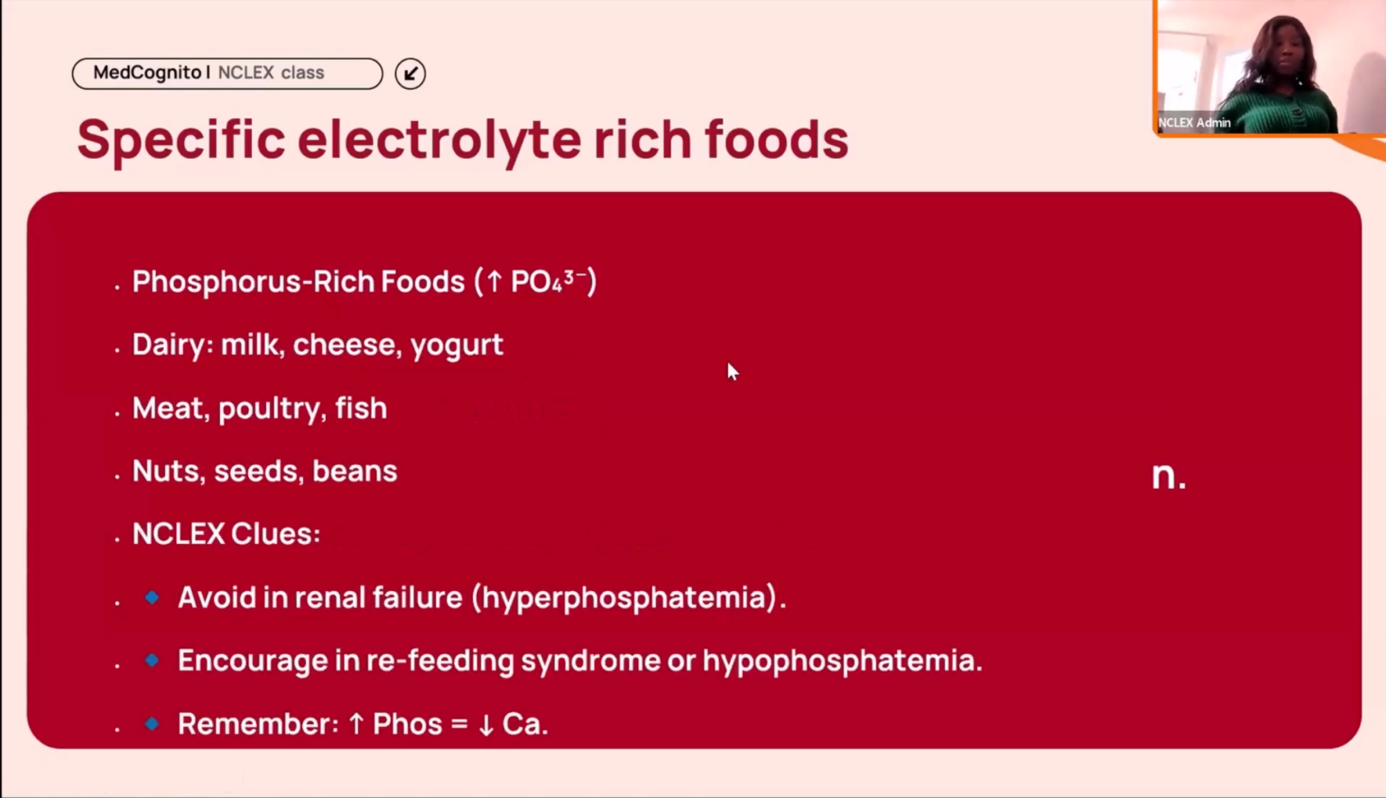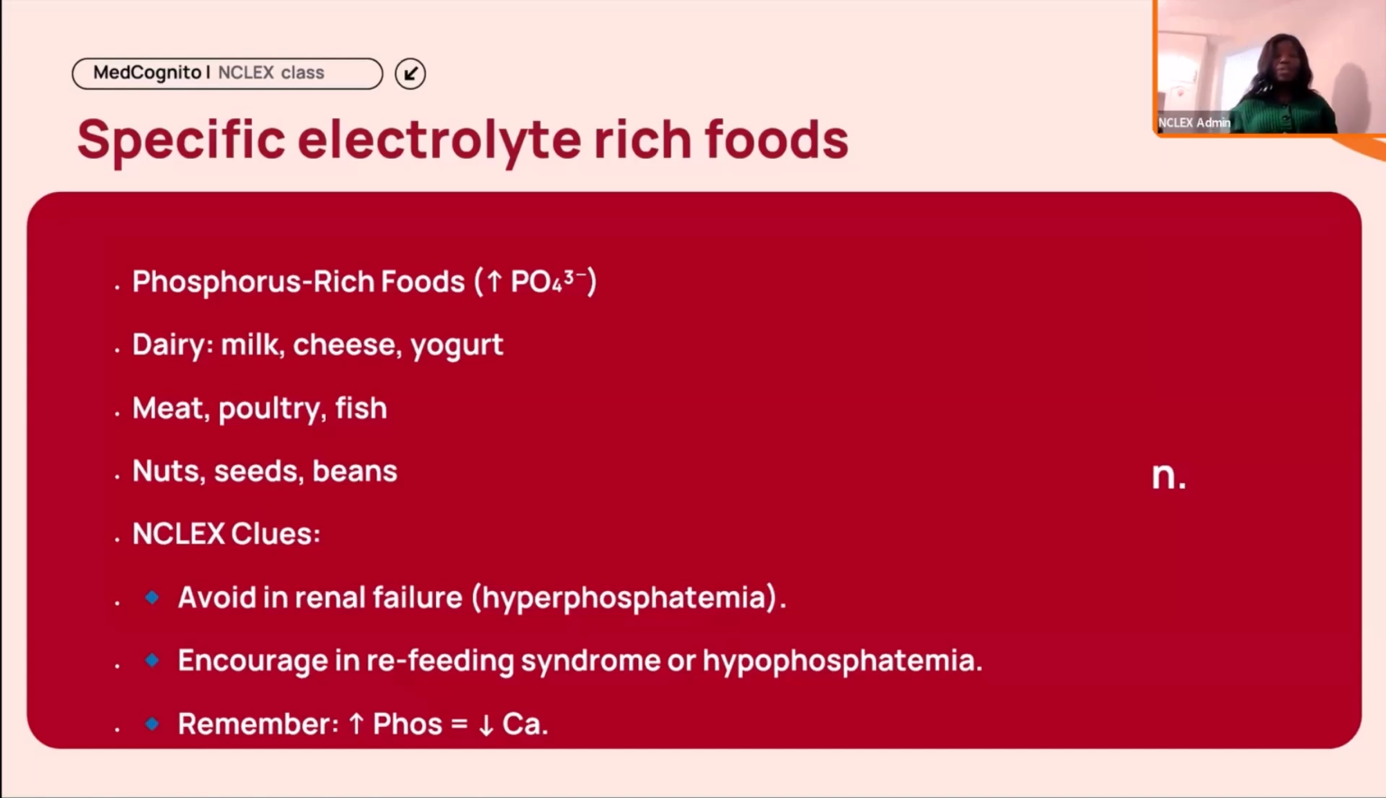So let's look at phosphorus. We're finishing up. So phosphorus-rich foods: milk, cheese, yogurt, meat, poultry, fish, nuts, seeds, and beans, okay? So for the clues, we have to avoid these phosphorus-rich foods in renal failure because in renal failure, the phosphate is retained. So we cannot add more, okay?